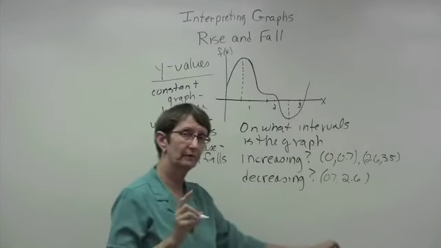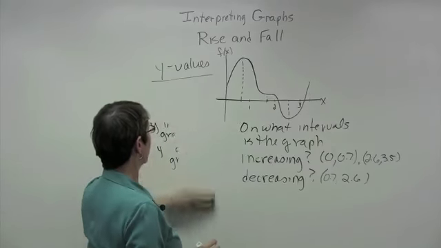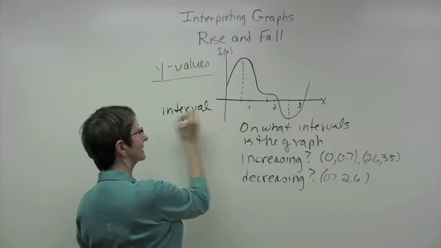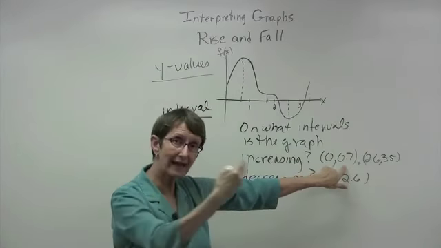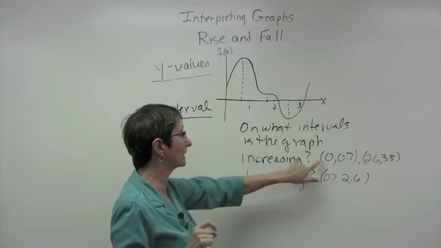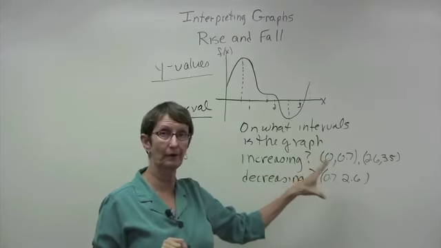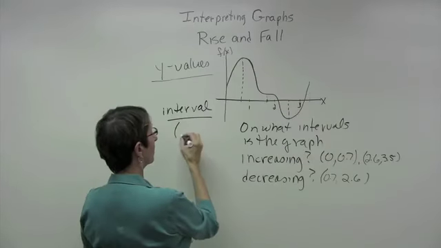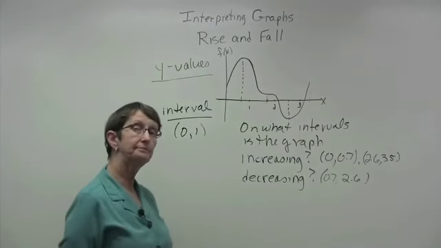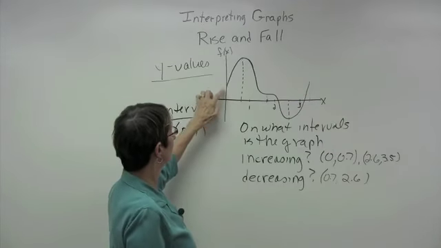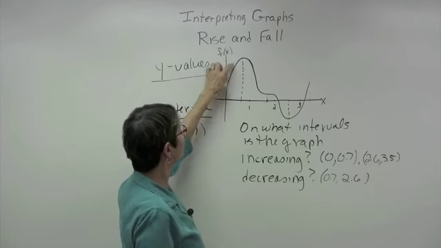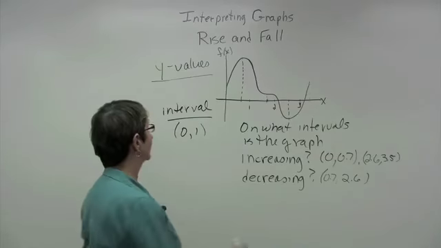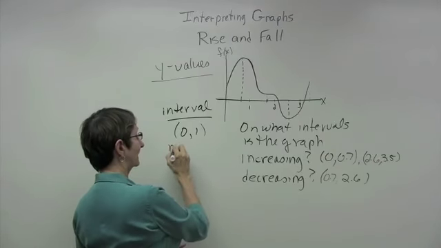Let's look at another interval. Let's think about this interval a minute. Think about the interval, and please notice when it says interval, it is an interval of x's. It's not a point. It's not the point when x is 0 and y is 0.7. These are x intervals. On the interval from 0 to 1, if I start at 0 and I go over to 1, my graph increases and then decreases. So on that interval, it's neither.